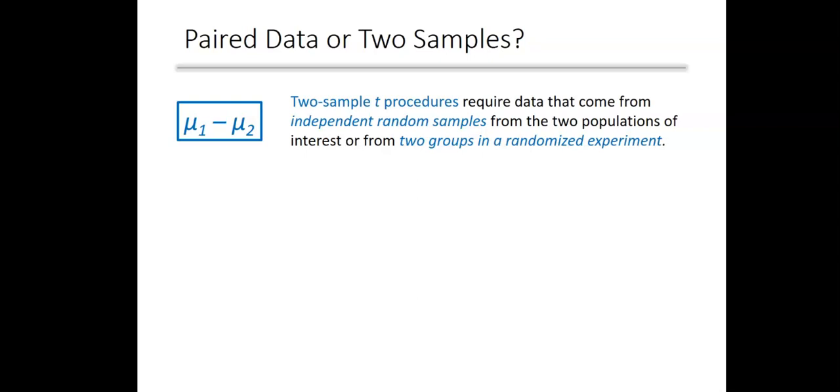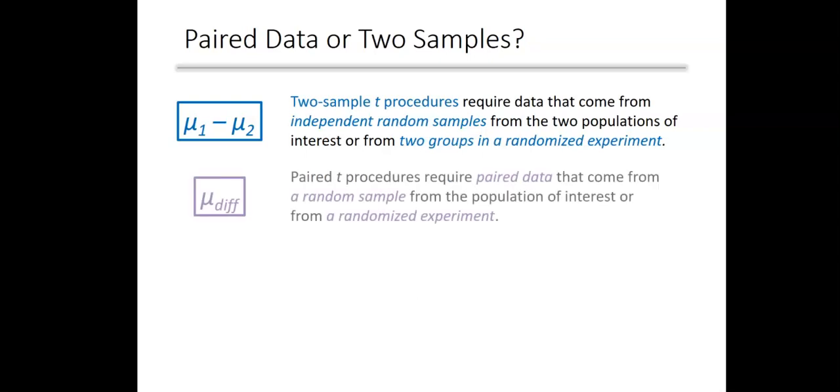Two sample t procedures require data that comes from independent random samples from the 2 populations of interest, or from 2 groups in a randomized experiment. The difference procedures require paired data that come from a random sample from the population of interest or a randomized experiment. So it requires that you pair the data together.